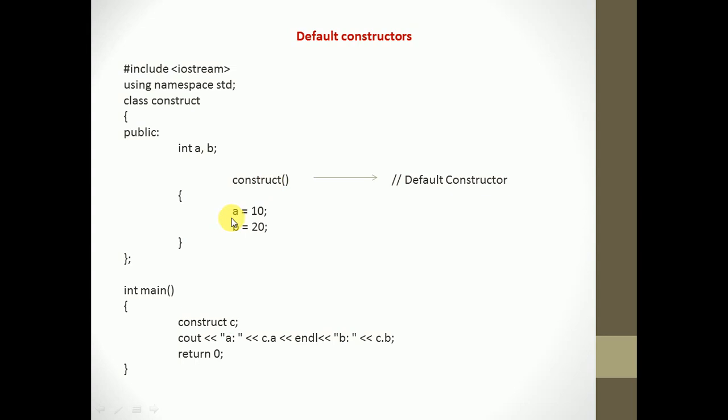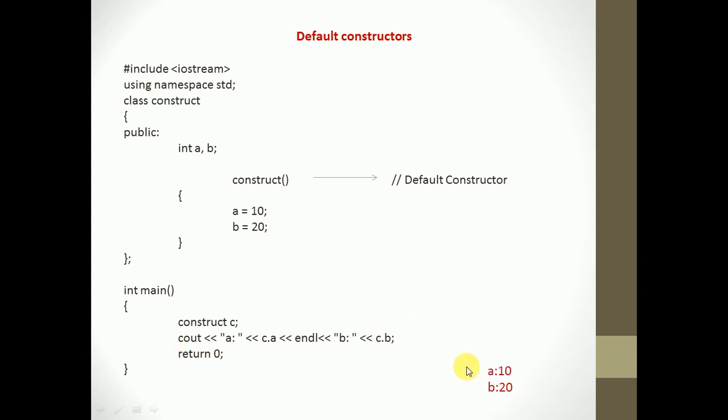Now a is assigned a value 10, b is assigned a value 20. What is the purpose of using a constructor? It is used for initializing some values. So in this case we are initializing a to 10, b to 20. That is there in my default constructor. So once this object is created, the constructor is called automatically. a is assigned the value 10, b is assigned the value 20. And it sees the closing bracket and comes to the next line.